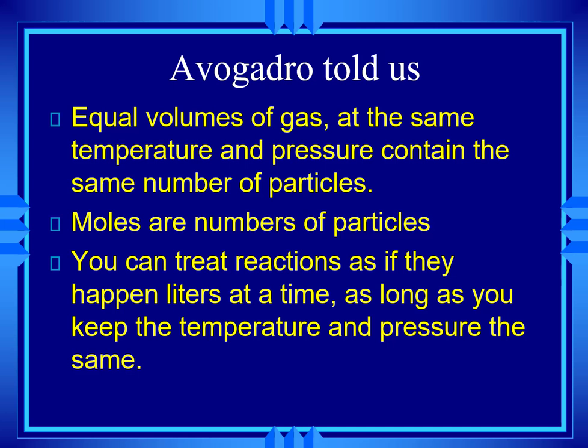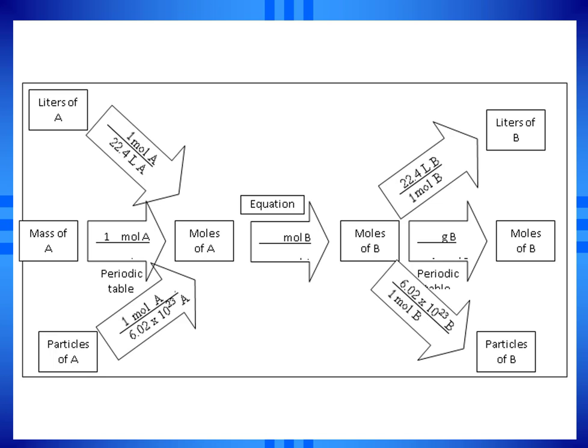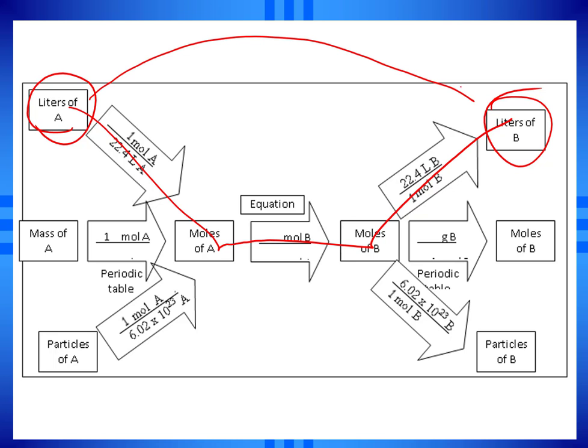So as long as you keep the temperature and pressure the same, you can treat them as liters. So that means our diagram, right? The problem we just did, we went from liters here, turned it to moles, turned moles into moles, and then turned that into liters, right? We could have gone straight from here to here, just using the number from the equation, using the coefficients from the equation. Okay? We would have got the same answer. So it's okay to go from liters to liters.